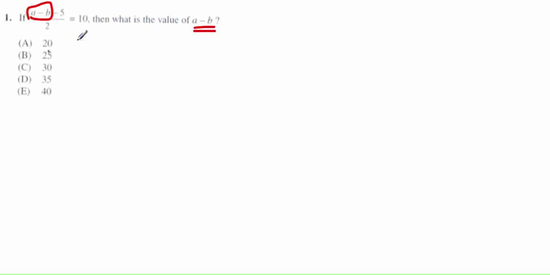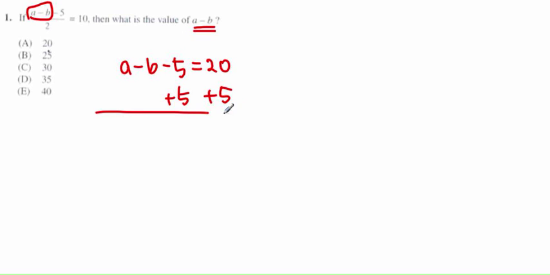Now, what do we end up getting? Let's multiply by 2 on each side. Then we get a minus b minus 5 equal to 20. Next, we just have to add 5 on each side. Then we end up getting a minus b becomes 25. All right, so therefore choice B would have been our answer.